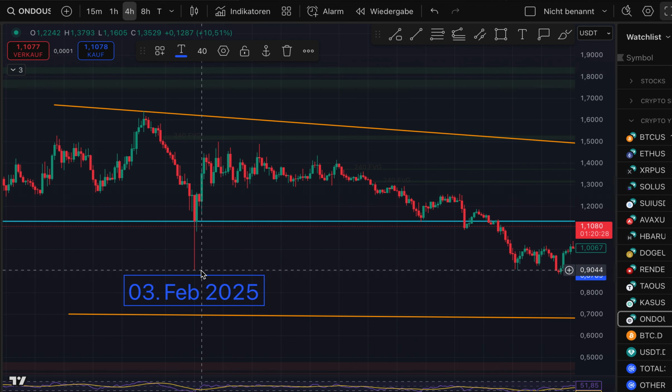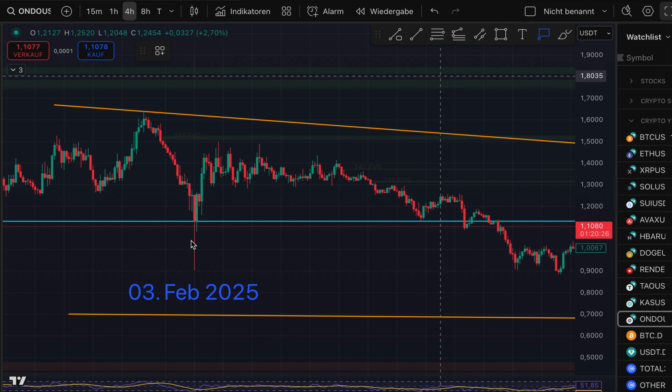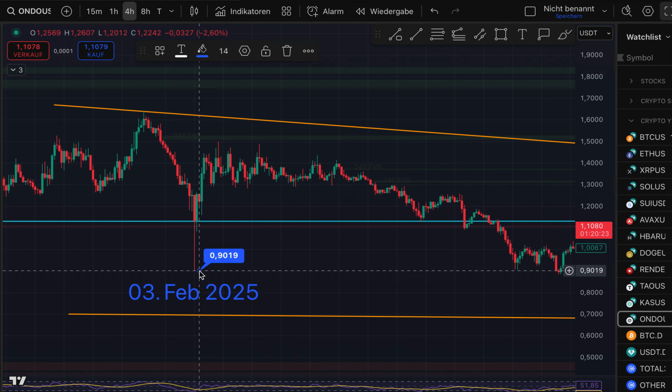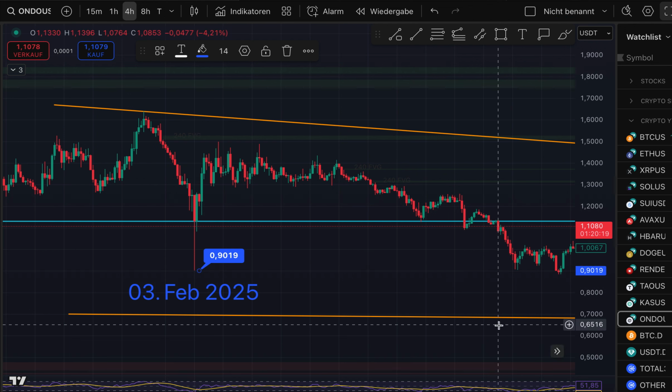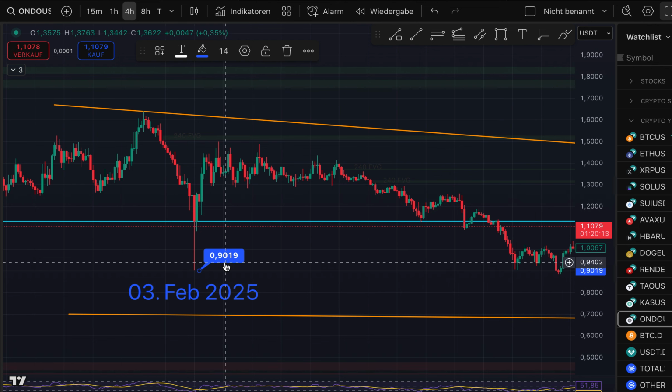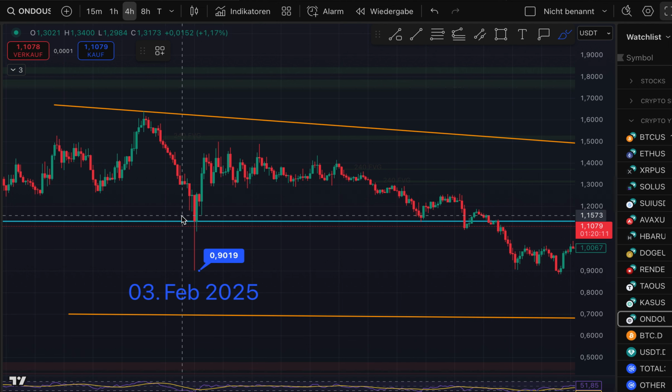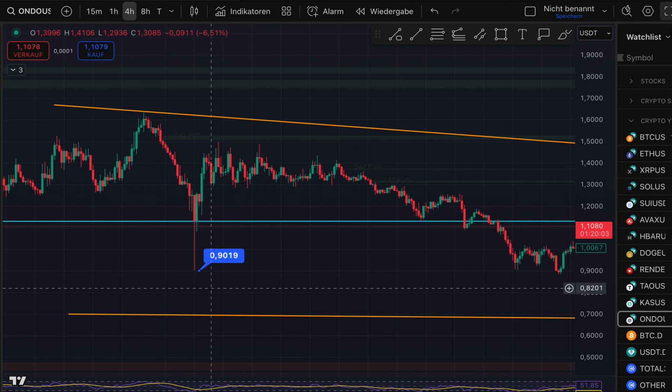The wick went down to 90.4 cents. That was the lowest price for ONDO. Look into your bank, Revolut, Trade Republic, I don't know where. Look where the price went there. You might just see the price going there right here. Maybe. So the charts are far better on the crypto exchanges.